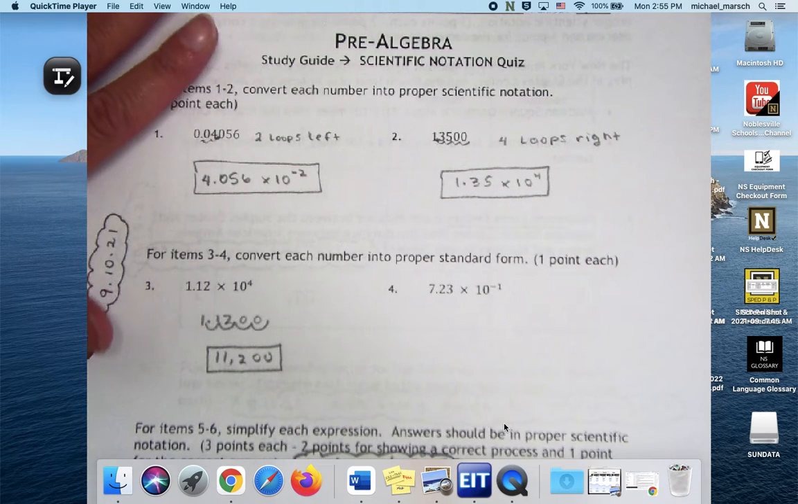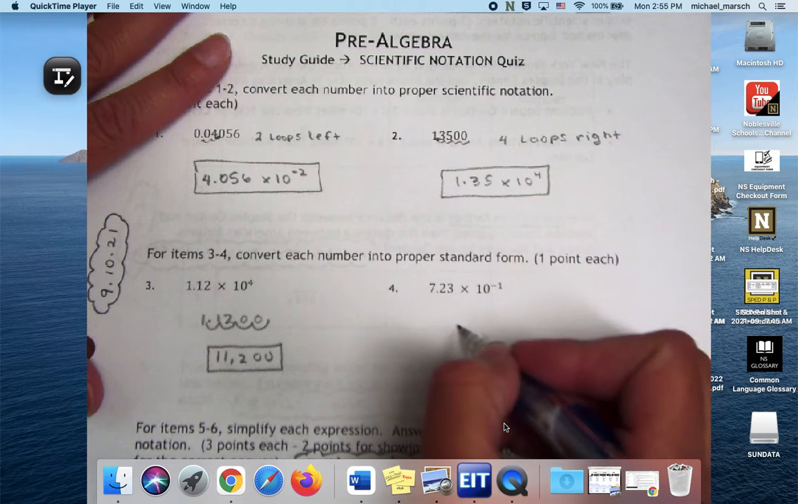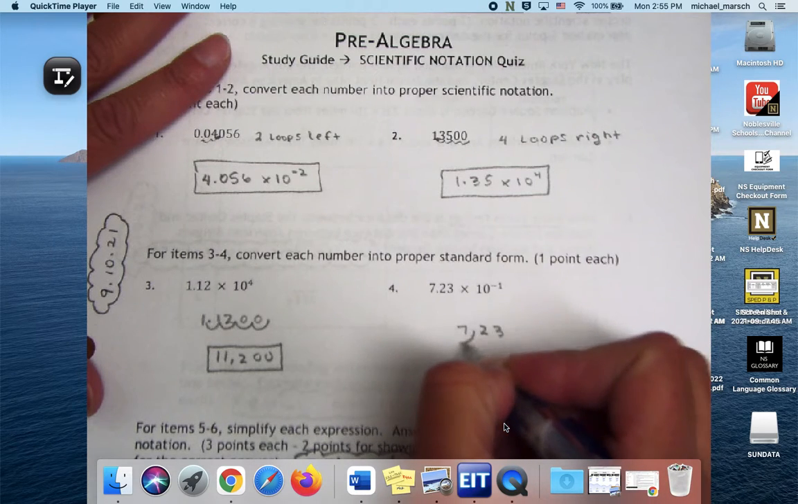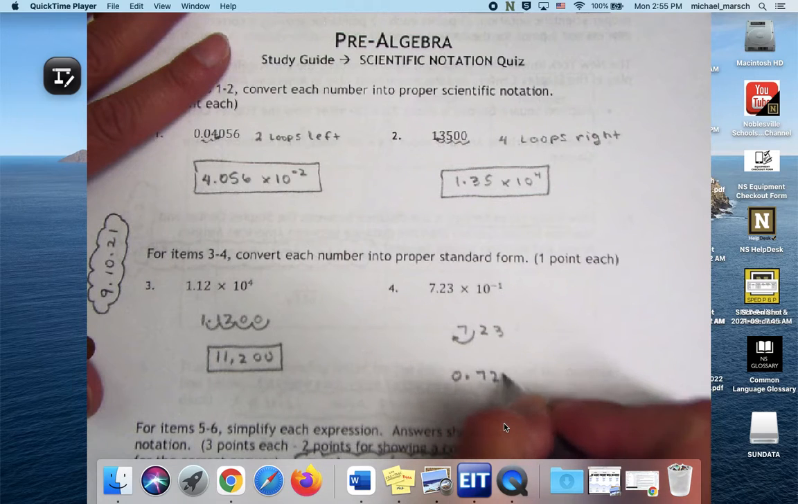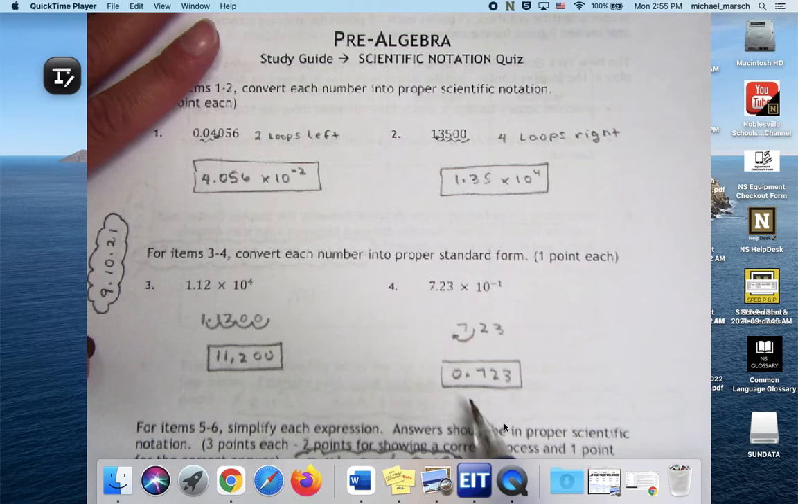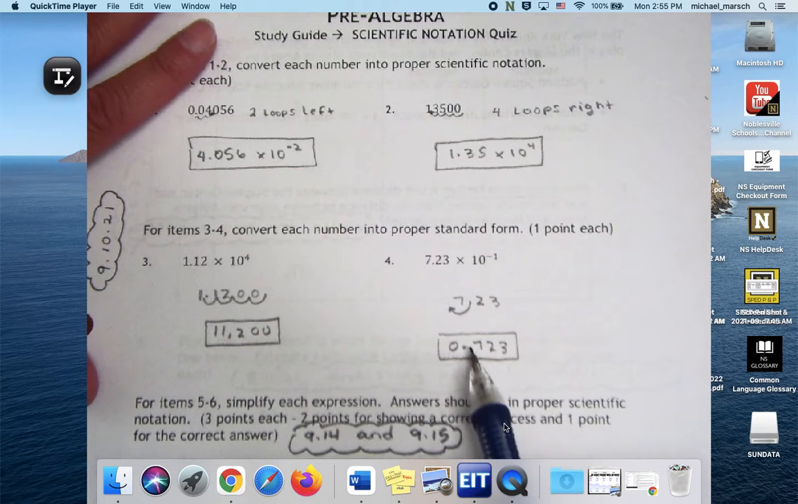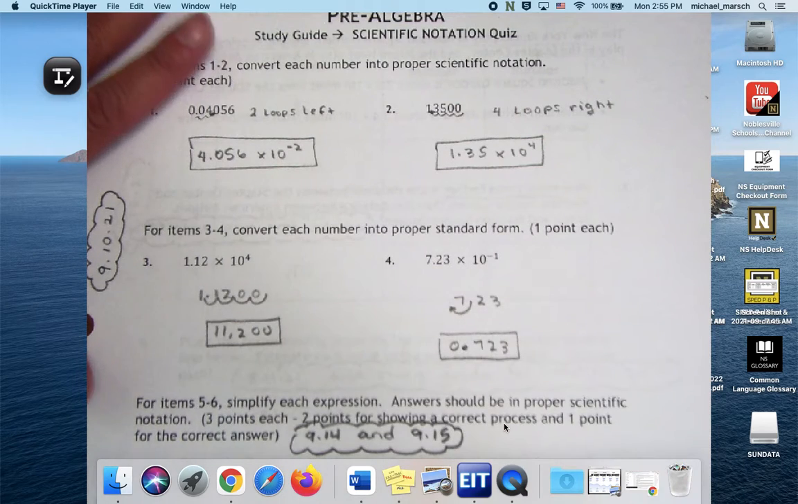And then for number 4, I have a negative exponent. Move it to the left 1 place, so my answer is going to be 0.723. If you don't have the 0, it's fine. Just make sure your decimal point is super obnoxious, so I know that you put 1 there.